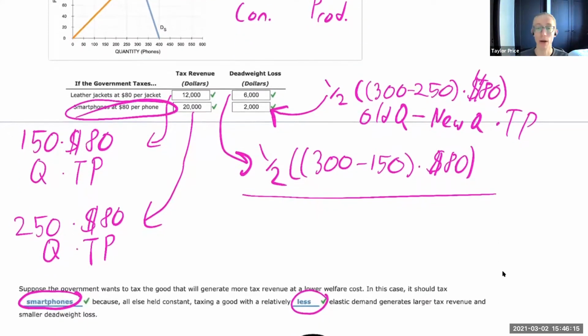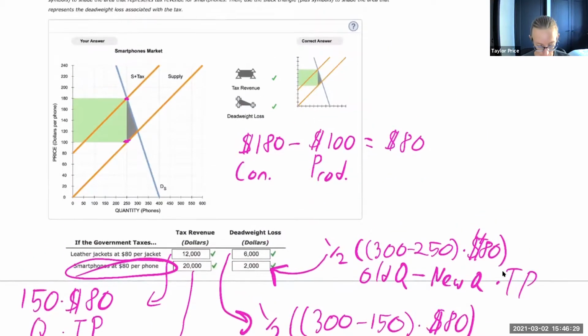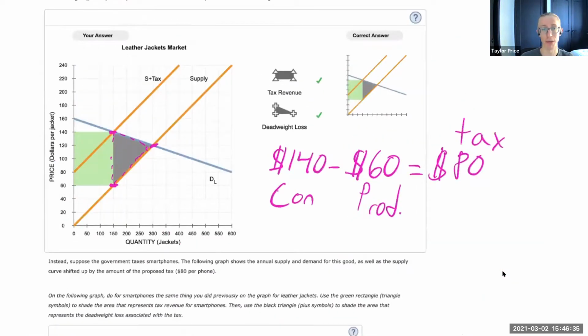And so because of that, all we need to remember is that taxing a good with relatively less elastic demand generates a larger tax revenue and smaller deadweight loss. We can even see that when we look here, just because the demand curve for smartphones is almost inelastic, whereas the demand for leather jackets is much closer to being perfectly elastic. So those are the two differentiators.